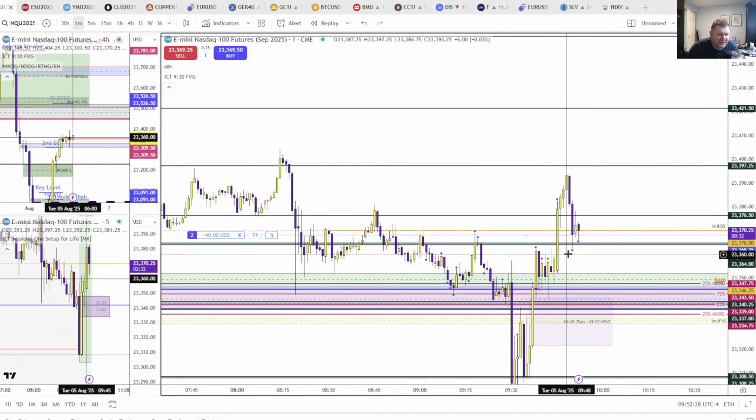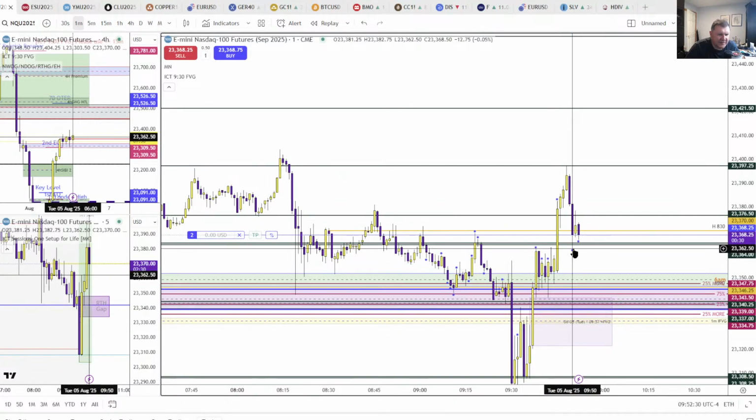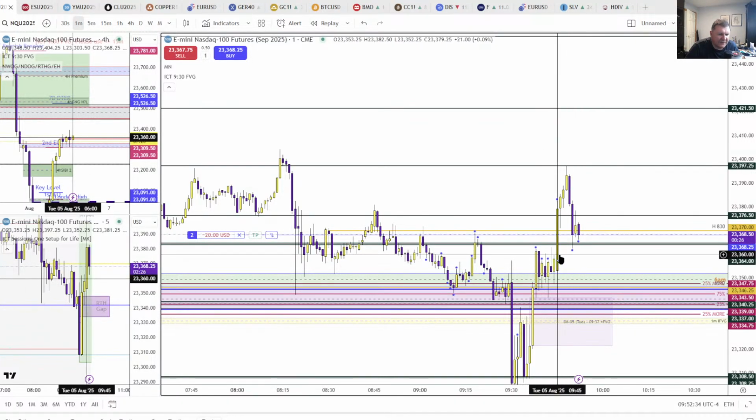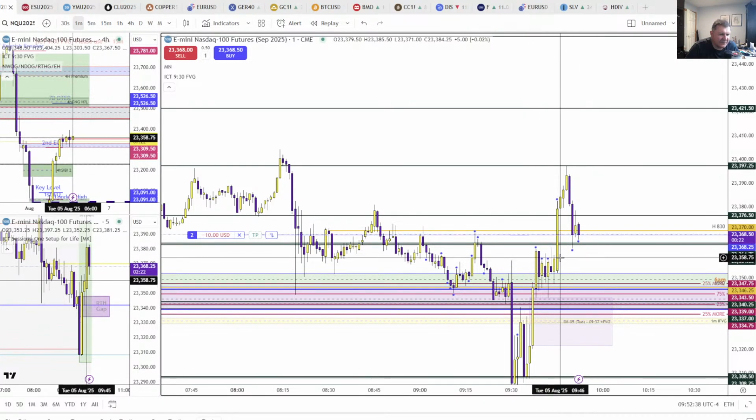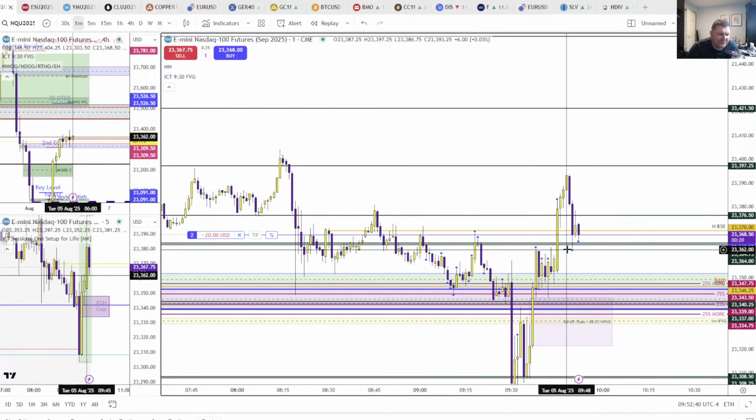A portion of it stay open, and that you don't want to see it get below here. And I definitely don't want to see that fill in. If that fills in, I start to lose my love for this trade going higher for now.